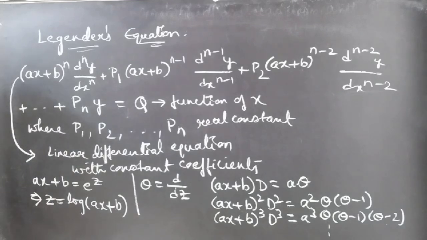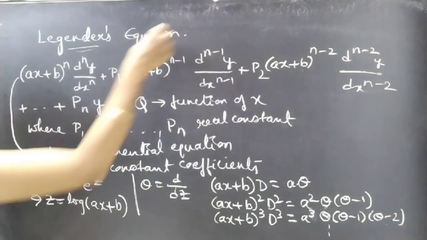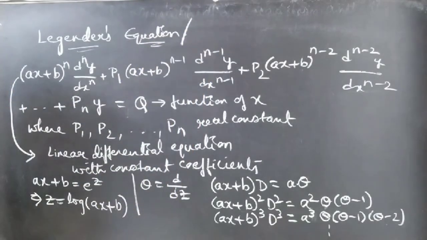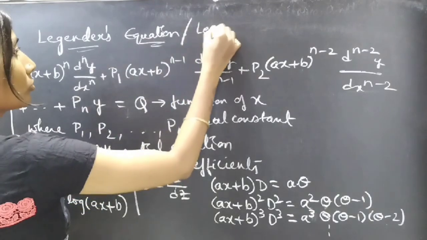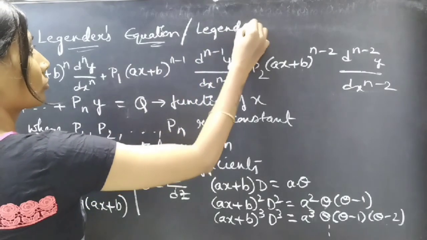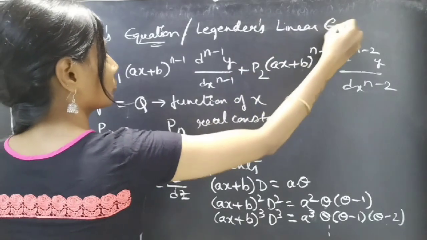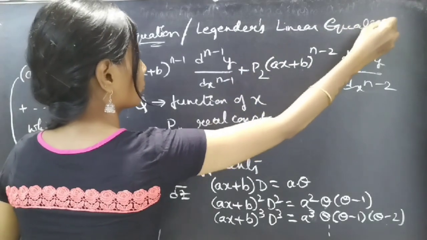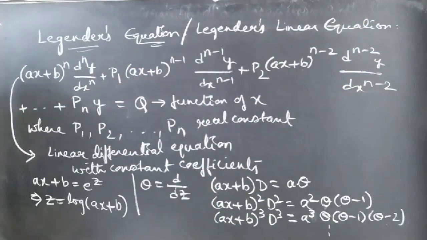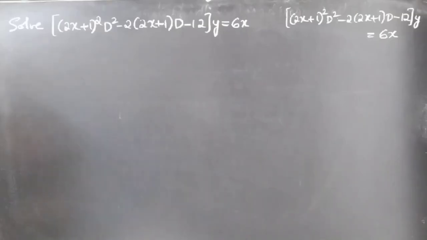Let's see an example. We can call this Legendre's equation or Legendre's linear equation. Now coming to an example problem.